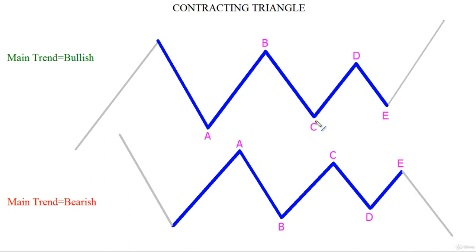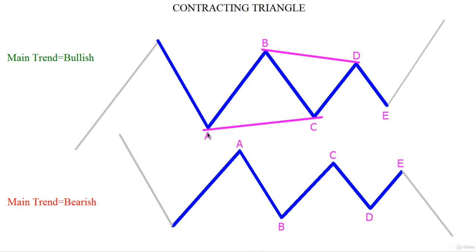So this is a contracting triangle, and we connect the extreme points of wave A with the extreme point of wave C. Similarly, we connect the extreme point of wave B with the extreme point of wave D, right?